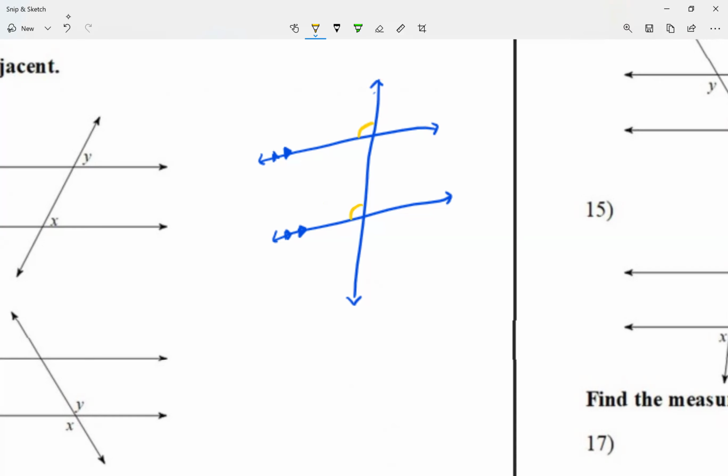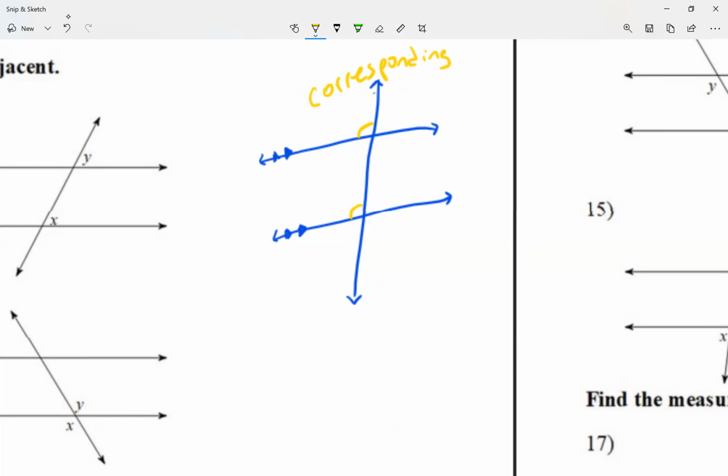Again, if I was to look at an angle on one of my corners, cut it out, and put it on top of the other corner, where would that angle be? That's what we call corresponding.